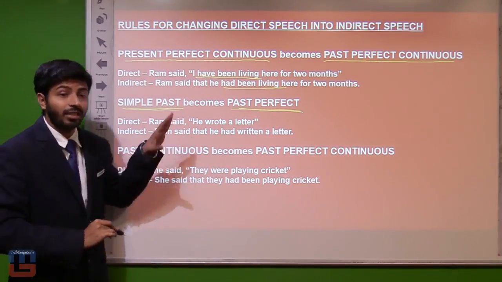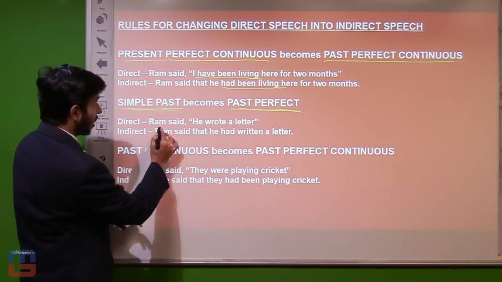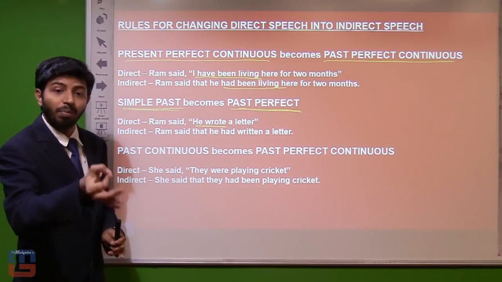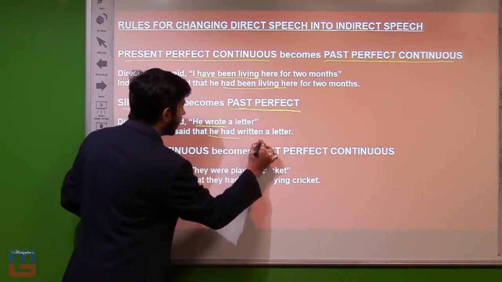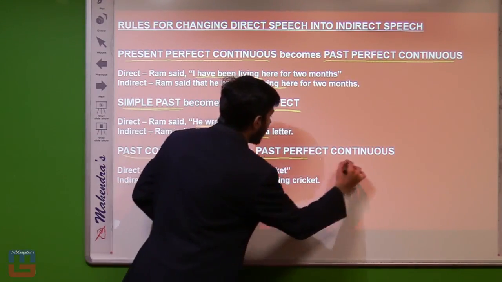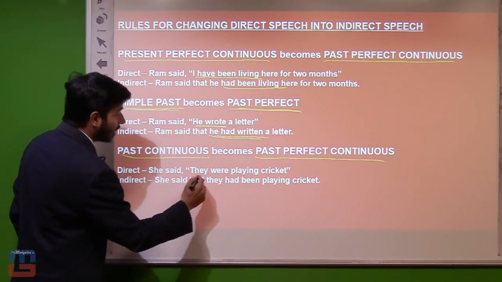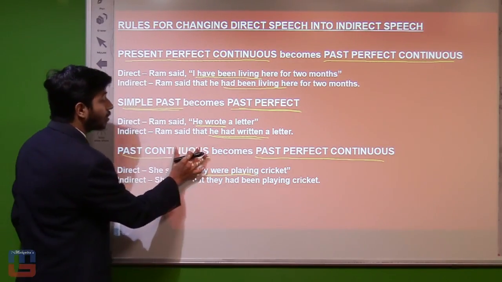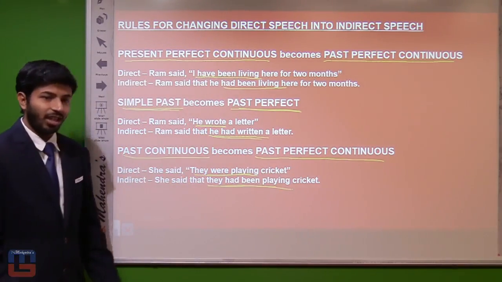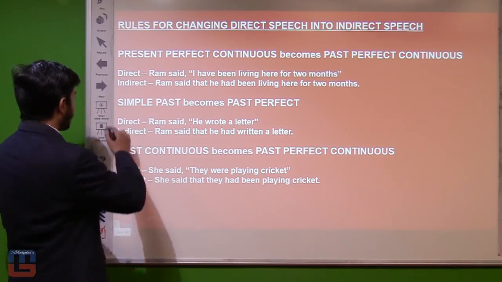When the sentence in direct speech is given in simple past, we should change it into past perfect. Ram said, "He wrote a letter." Wrote is the second form of the verb, simple past, and it becomes past perfect: Ram said that he had written a letter. Same here, past continuous becomes past perfect continuous. She said, "They were playing cricket." They were playing is an example of past continuous, and it becomes past perfect continuous. Therefore, they had been playing cricket. So these are the short tricks by which you can get command on direct and indirect narration.